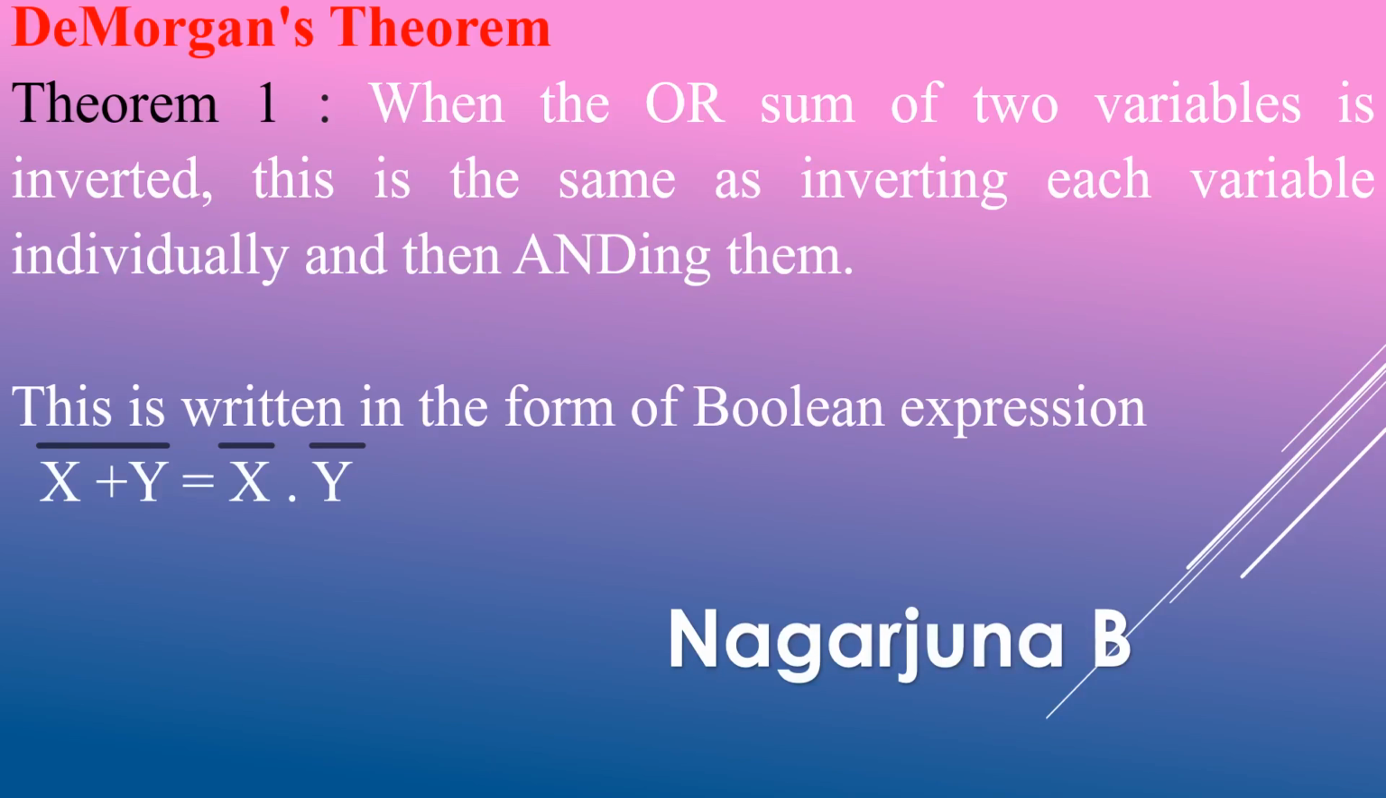DeMorgan's theorem 1: when the OR sum of two variables is inverted, this is the same as inverting each variable individually and adding them. That means what? X plus y whole bar will be equal to x bar dot y bar. The OR sum of two variables: x and y are the variables and that sum will be x plus y. When it is inverted, that is x plus y whole bar, it is the same as inverting each variable individually, that is x bar, y bar, and ANDing them, that is x bar dot y bar. So when we write this in a Boolean expression, x plus y whole bar will be equal to x bar dot y bar.